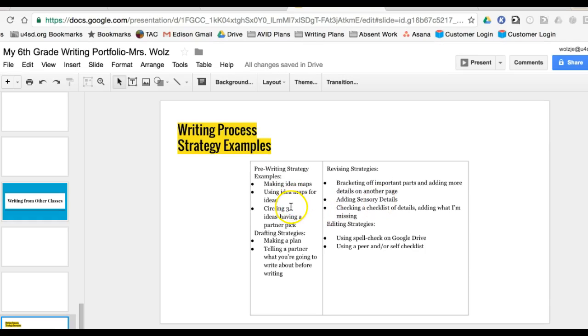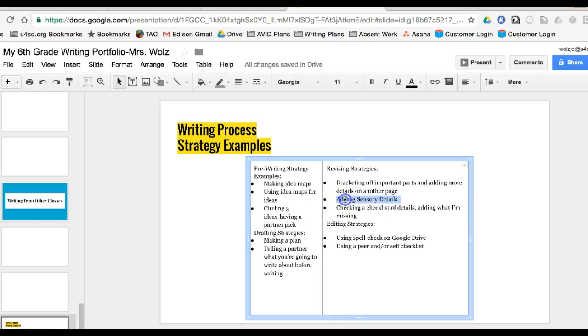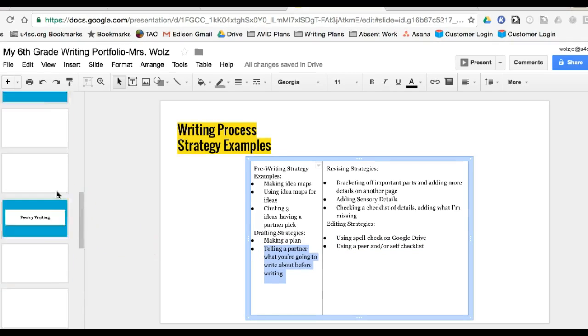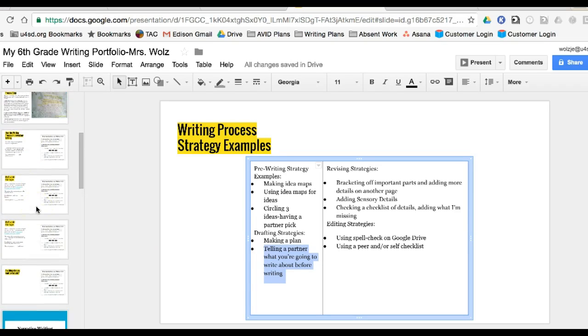Making idea maps, using those idea maps, adding sensory details, using spell check on Google Drive, using a peer or self checklist for editing, telling a partner what you're going to write about before writing. All of these were things, believe it or not, that we did in this unit. So those are the things that you want to pick.